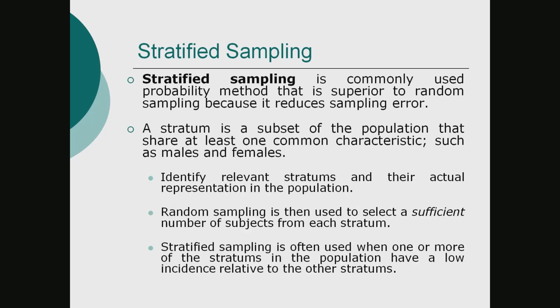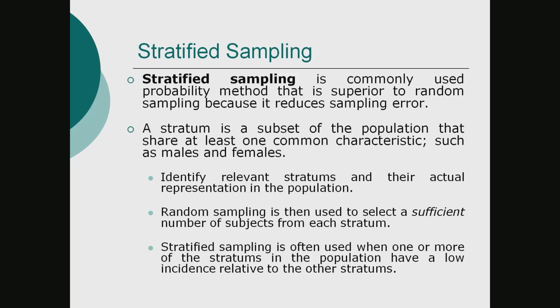Next, stratified random sampling. Stratified sampling is a commonly used probability method that is superior to random sampling because it reduces sampling error. A stratum is a subset of the population that shares at least one common characteristic, such as male and female. Identify relevant strata and their actual representation in the population. Random sampling is then used to select a sufficient number of subjects from each stratum. Stratified sampling is often used when one or more of the strata in the population have a low incidence relative to the other strata.